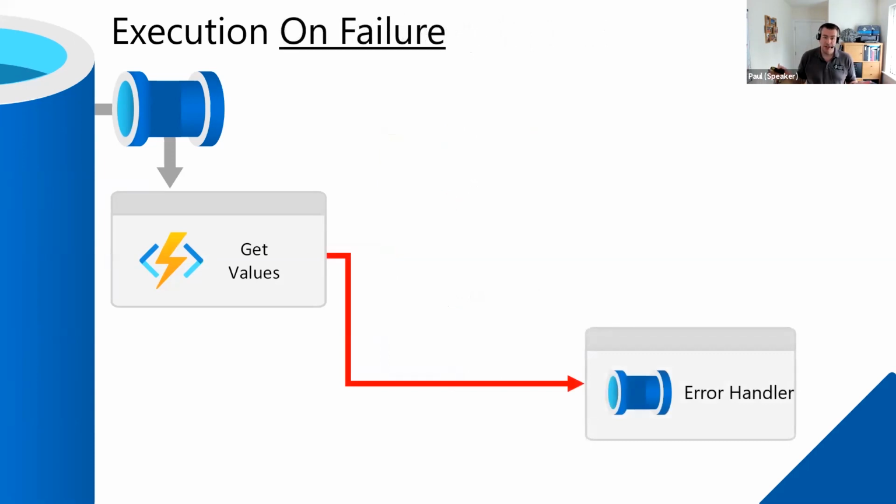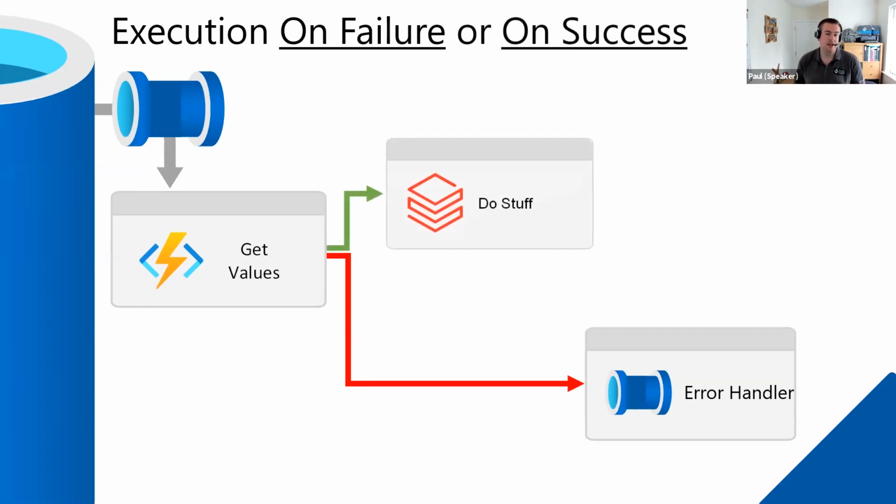So let's say, hypothetically, we have a pipeline where we get some values with an Azure function, and we have another child pipeline that is a failure handler, an error handler. So after that get values fails or errors, it's going to then call that child pipeline. Fine. Let's say we have another activity in here where we do stuff. I'm very descriptive here. We're just doing stuff with a Databricks notebook. So I've got a Databricks activity. After my function succeeds, I'm going to run my Databricks notebook.